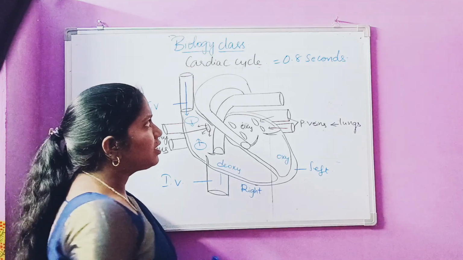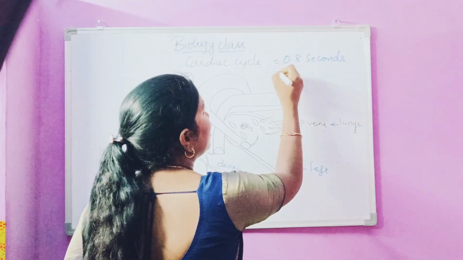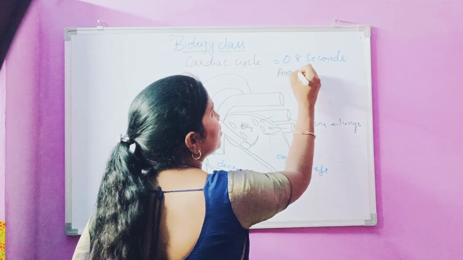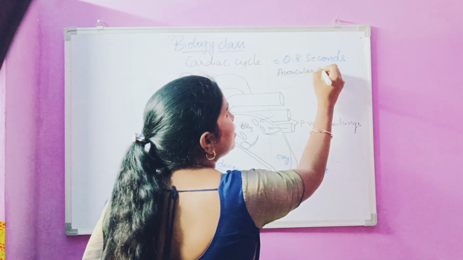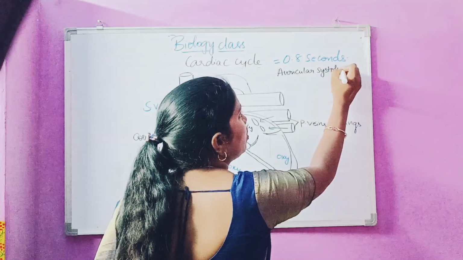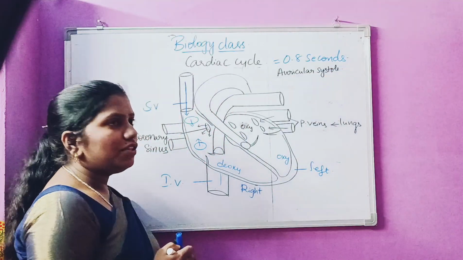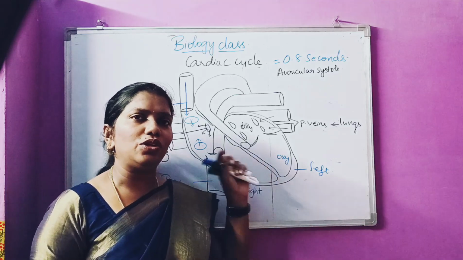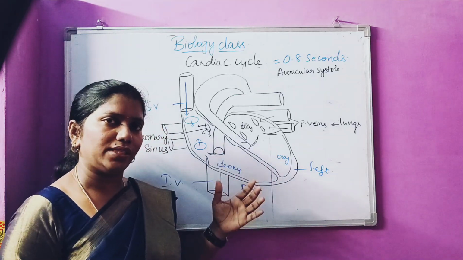Understand? What is the first event in the cardiac cycle? Auricular systole. That means auricles are going to contract. First, the auricles are going to contract. How are they going to contract?